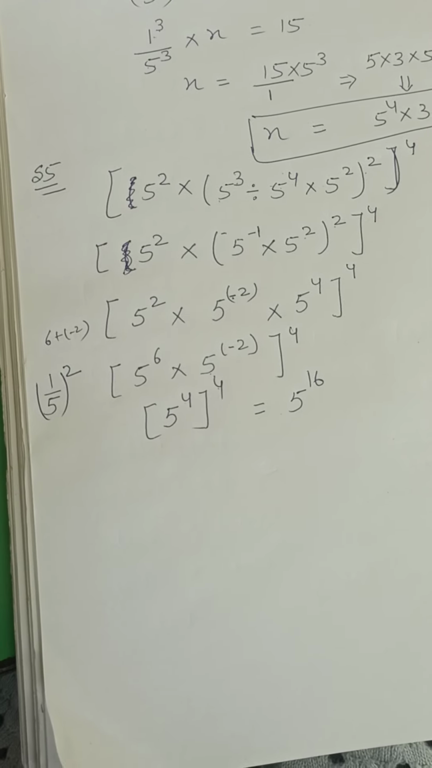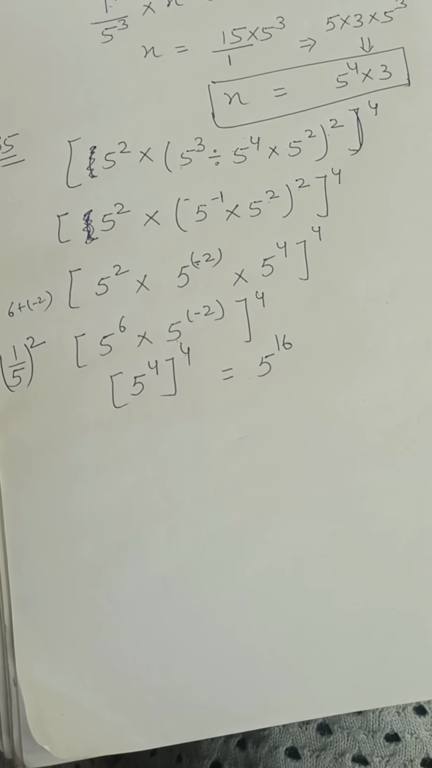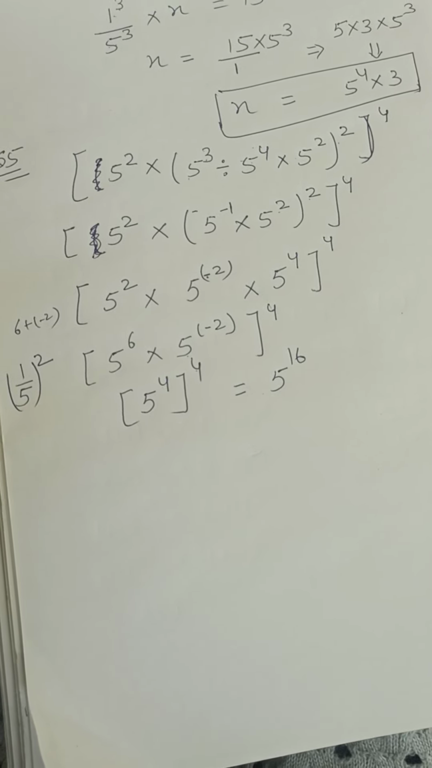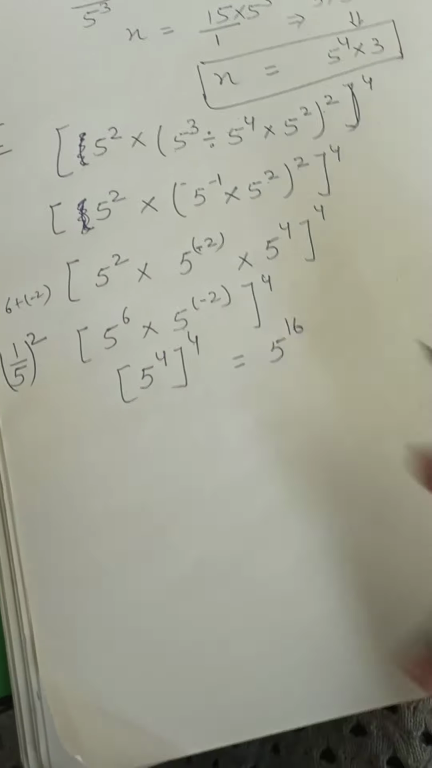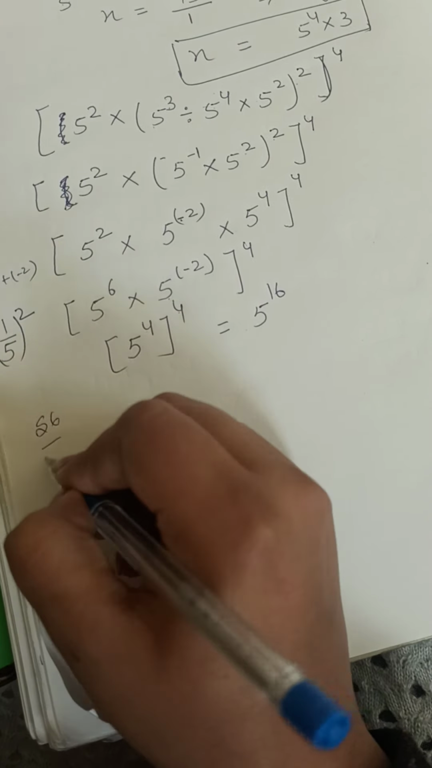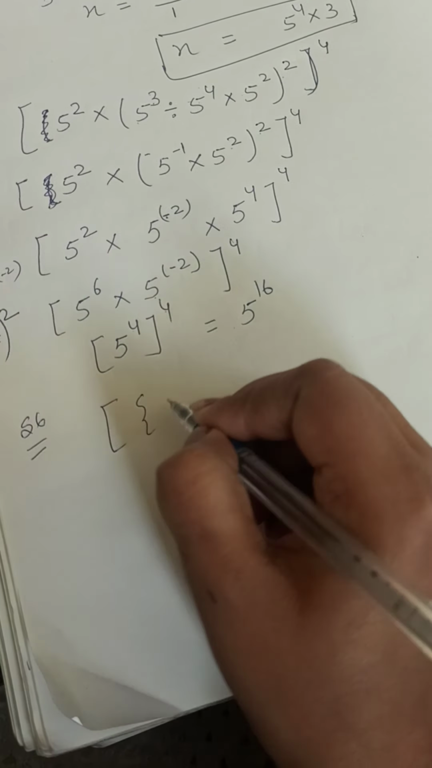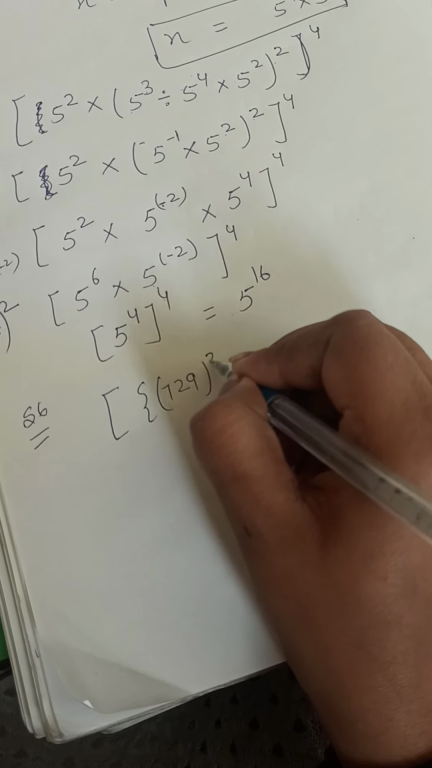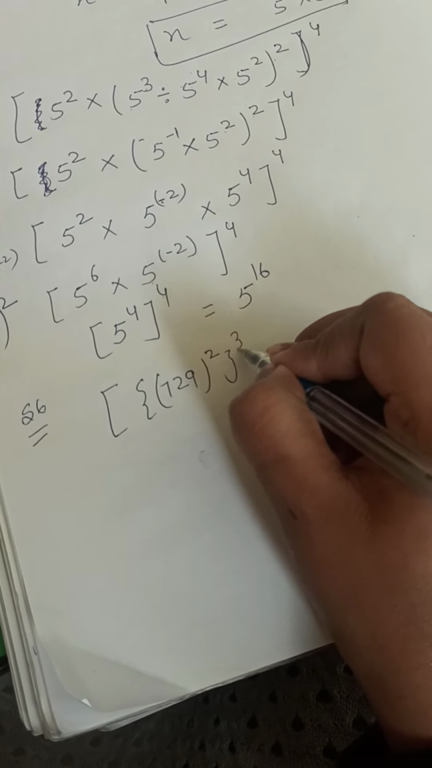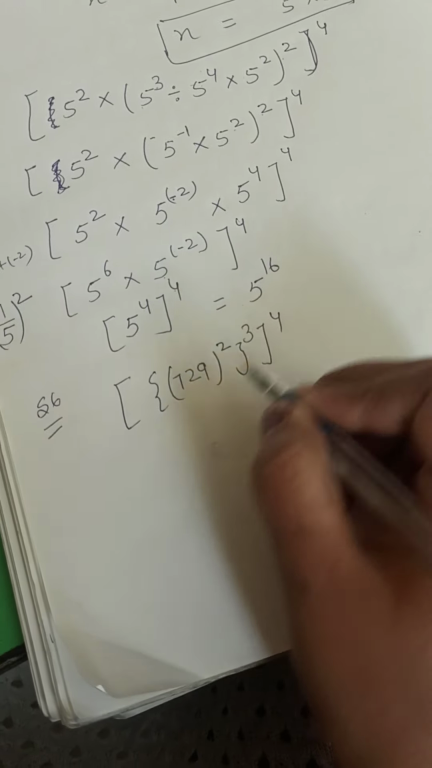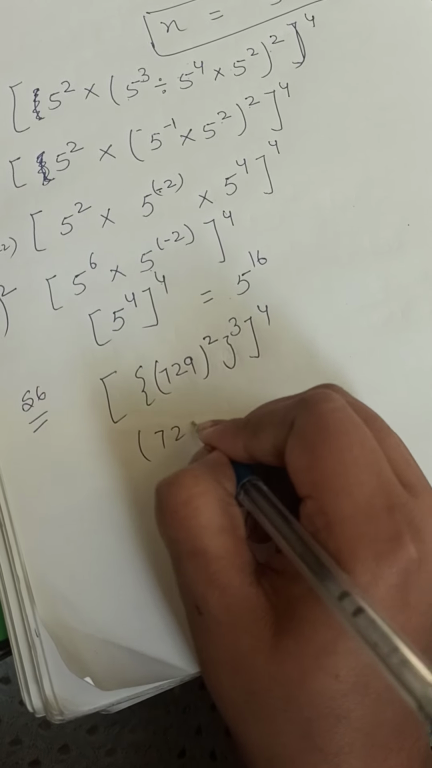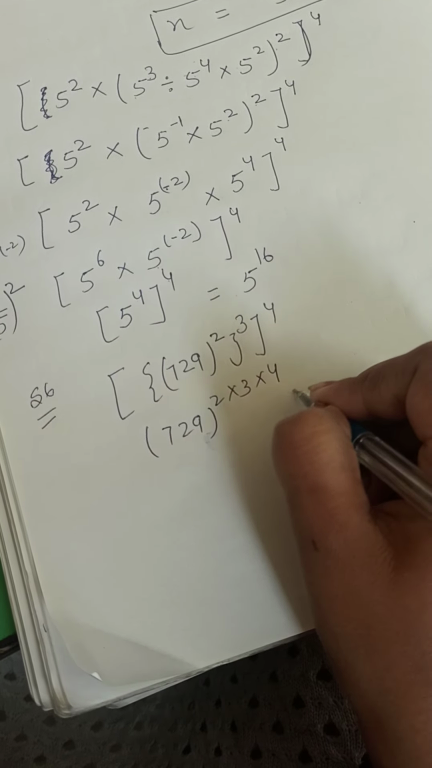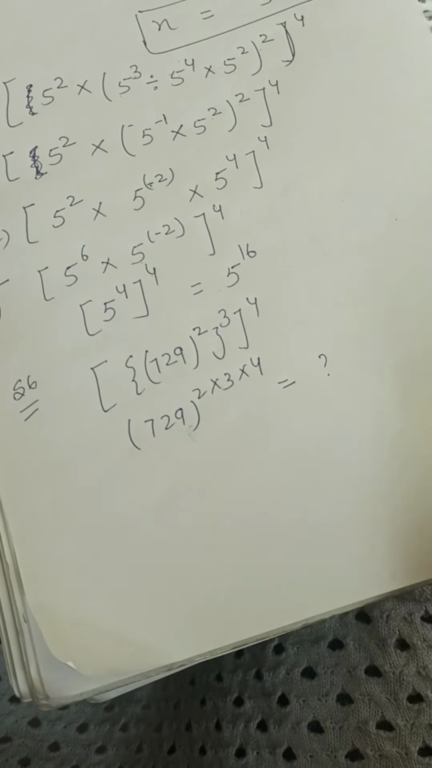Now the S6, that is simplify and find the value. So this question also, how you will do it? Big bracket, then small one, then smaller. 729 to smaller bracket 3, big bracket 4. Powers 729, 2 multiply 3 multiply 4. Simplify and write down the answer here.